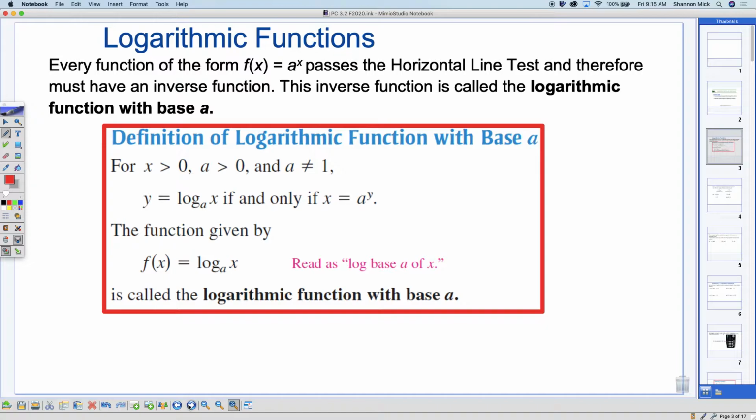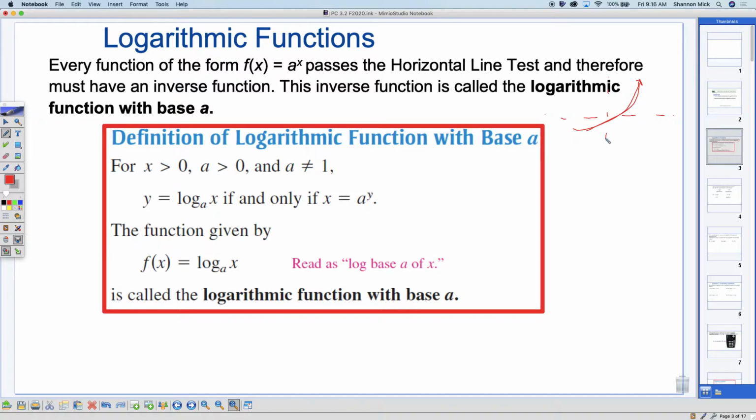So a logarithmic function: every function of the form f of x equals a to the x passes the horizontal line test. That graph looked like this, yes? An exponential function looked like that, yes? Did it pass the horizontal line test? Yep. So that means it has an inverse, and its inverse is also a function. That inverse is called a logarithmic function base a.